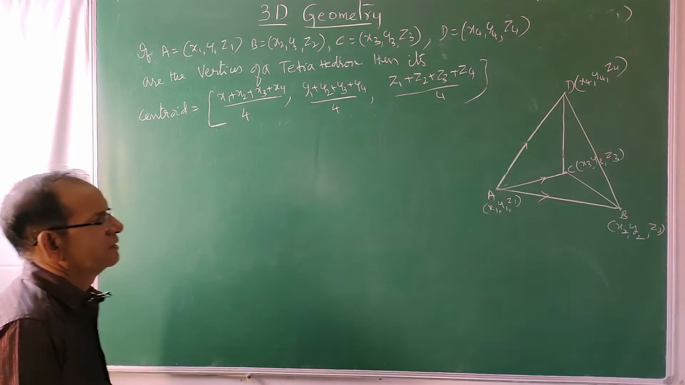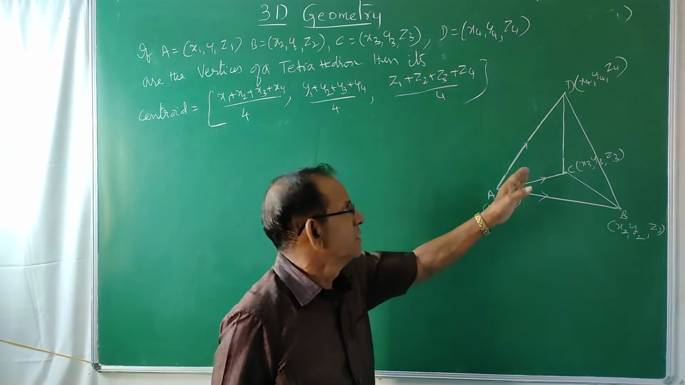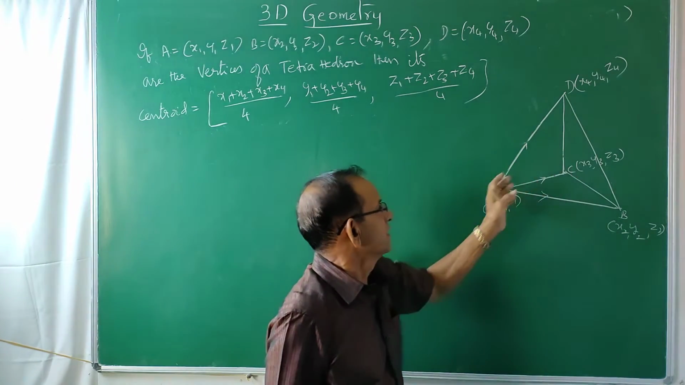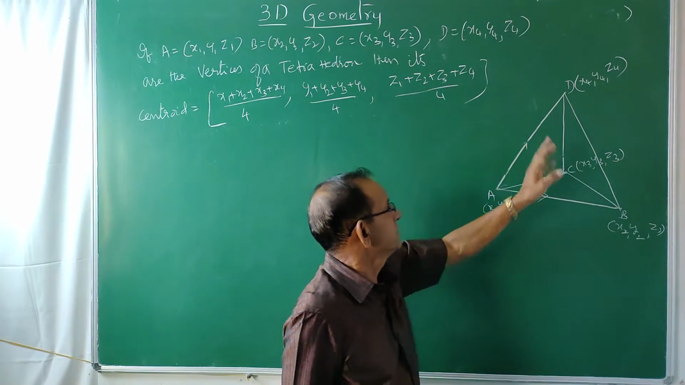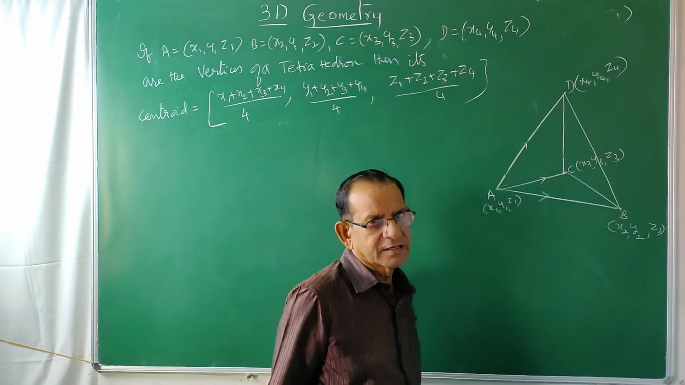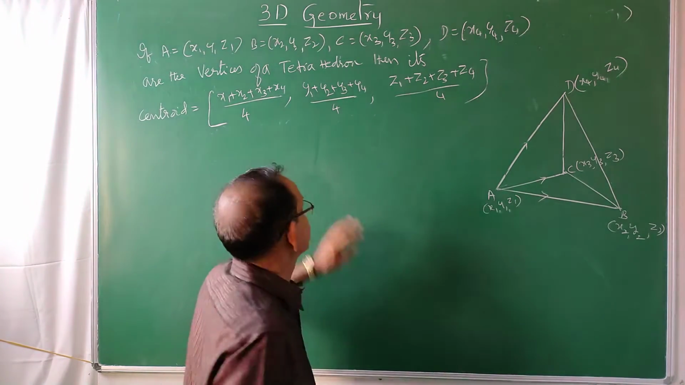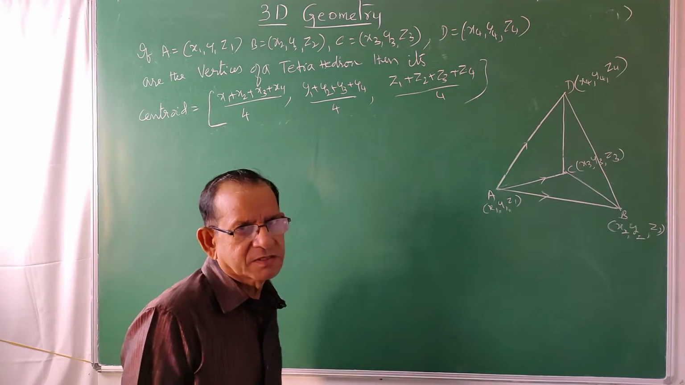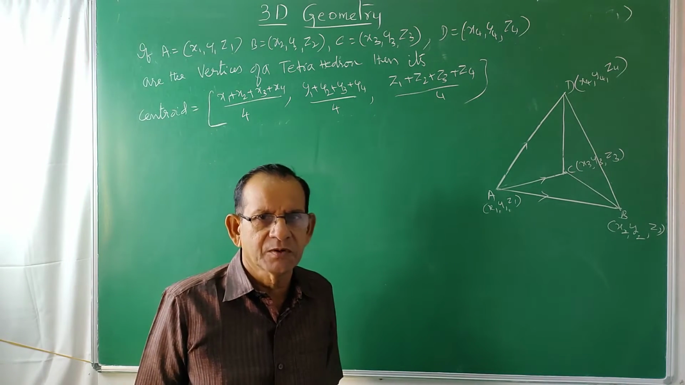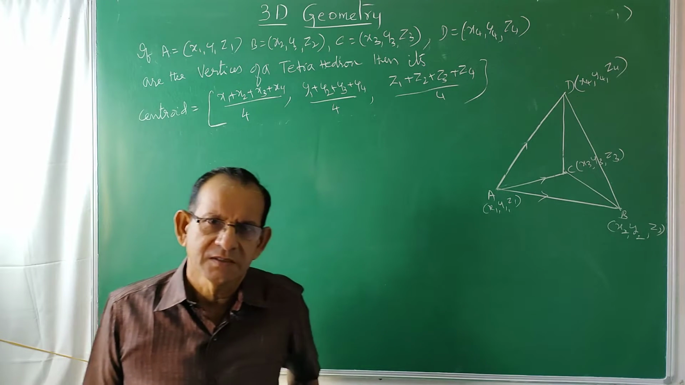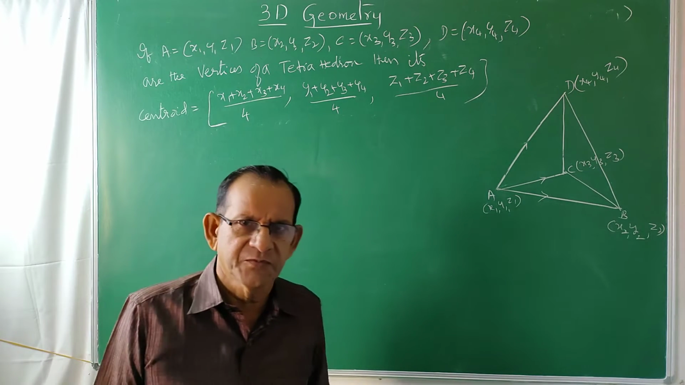Now here, this is a tetrahedron whose vertices are A, B, C, D. ABC is a triangle, ACD is a triangle, CBD is a triangle. So 4 triangles are the 4 faces. Now its centroid is given by this formula: x1 plus x2 plus x3 plus x4 by 4, y1 plus y2 plus y3 plus y4 by 4, and z1 plus z2 plus z3 plus z4 by 4.